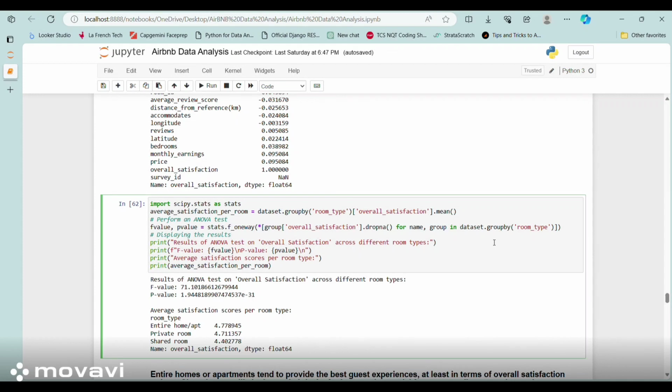To get a clearer picture, we also calculated the average satisfaction scores for each room type, and entire home or apartment has the highest average satisfaction score, standing at approximately 4.78. This suggests that guests staying in entire home or apartment tend to have the best experiences. Hosts can consider focusing on providing entire home or private room to cater to guest preferences for comfort and privacy, which tend to receive higher satisfaction ratings.